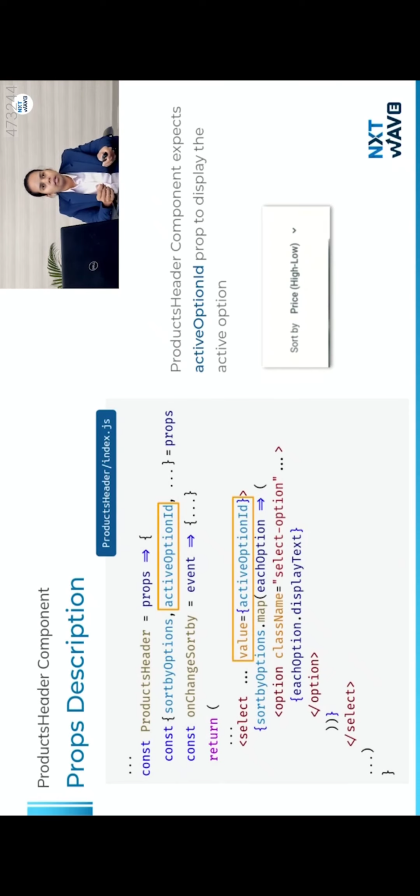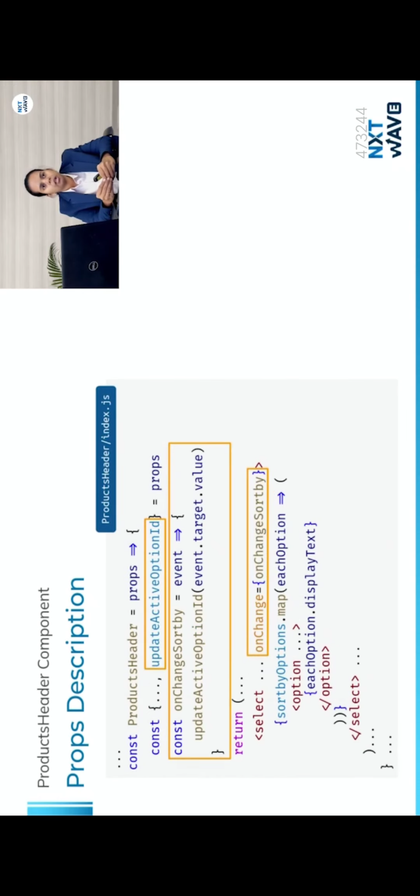Then coming to the third prop. The third prop is update active option ID. This is actually a callback. When a user selects a particular drop-down option, then the onChange function will be triggered.